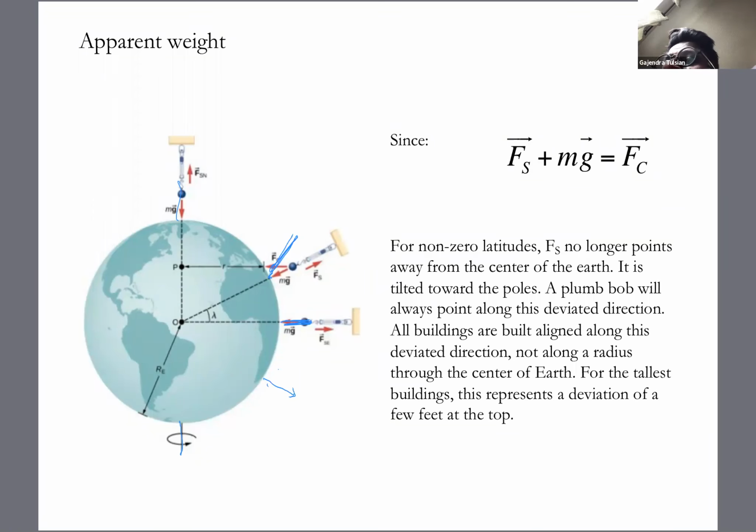So for non-zero latitudes, Fs no longer points away from the center of the Earth. It is tilted towards the pole. A plumb bob will always point along this deviated direction. All buildings are built aligned along this deviated direction and not along the radius through the Earth. So for the tallest buildings, this represents a deviation of a few feet at the top. For the Empire State Building, it's really tilted a few feet at the top. I find it rather interesting.